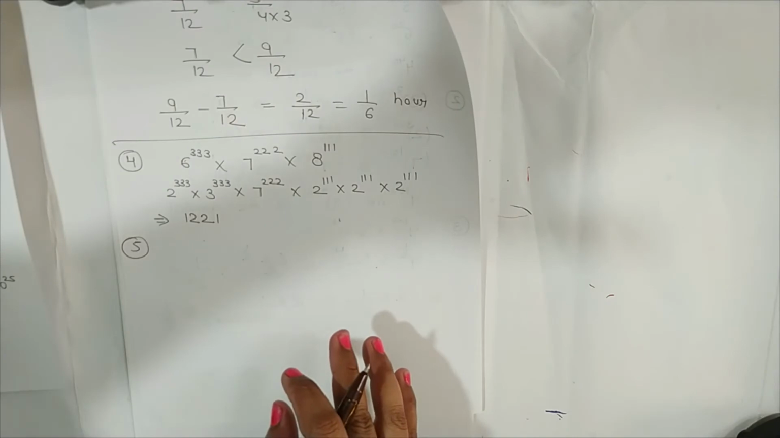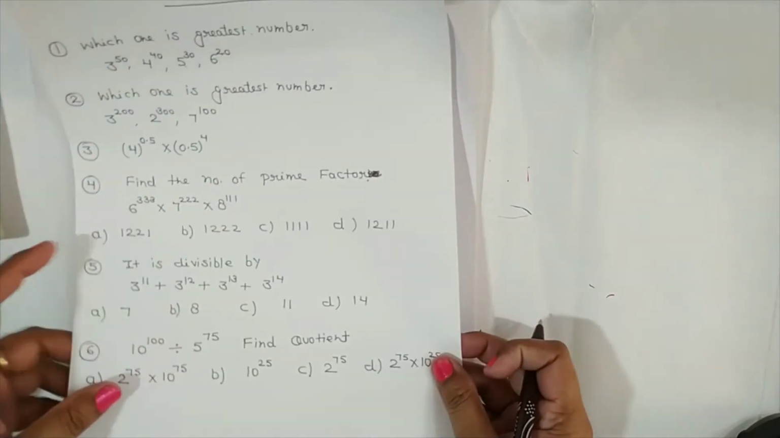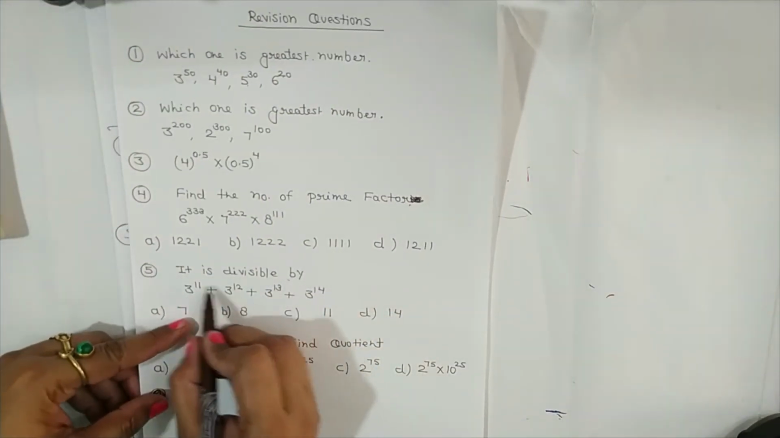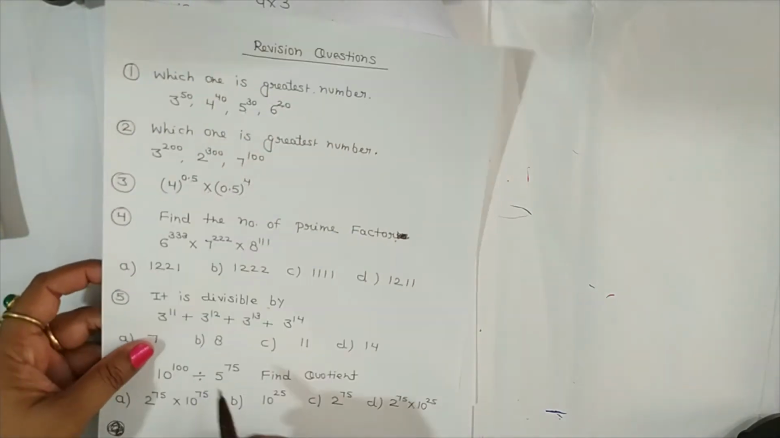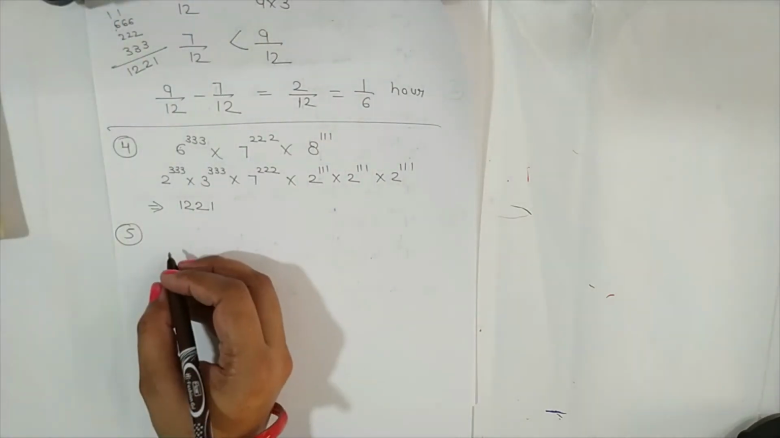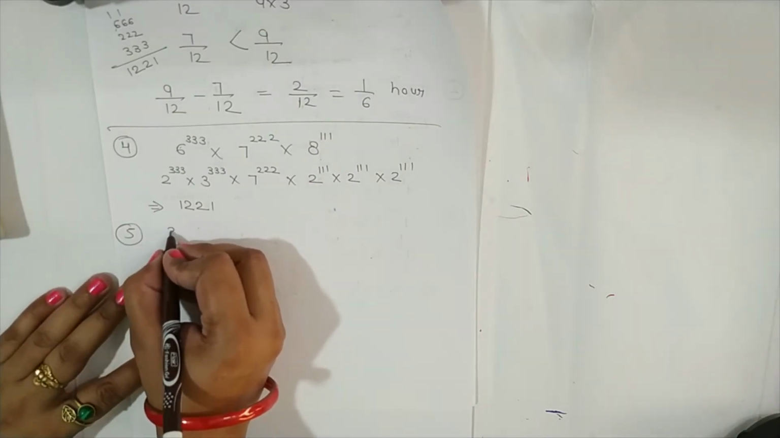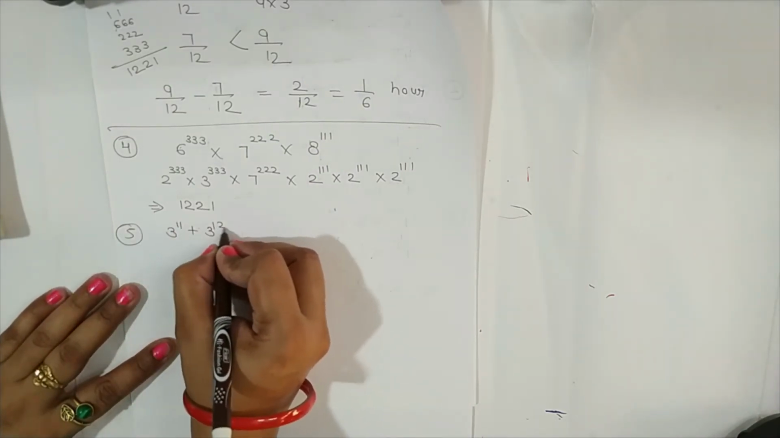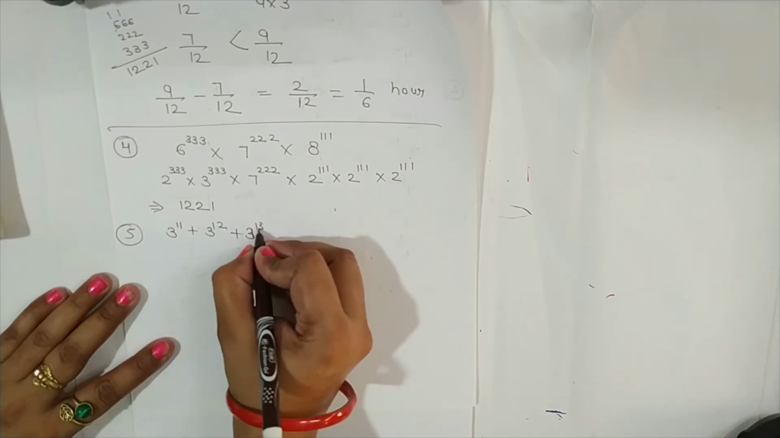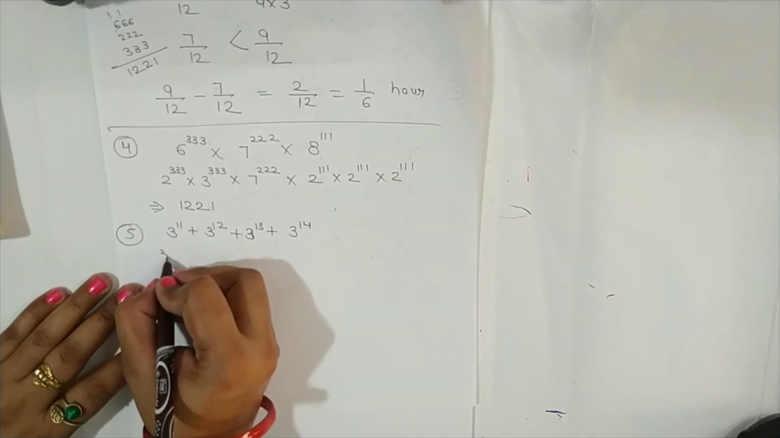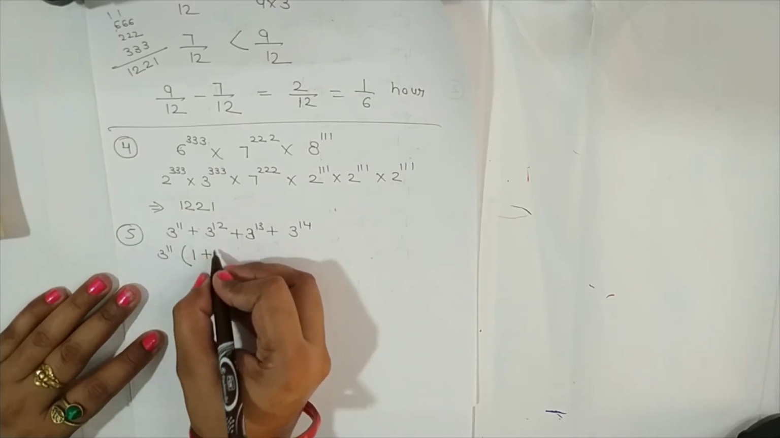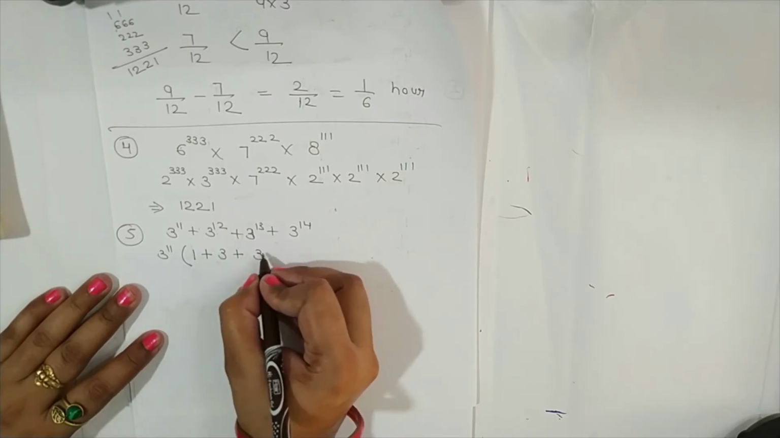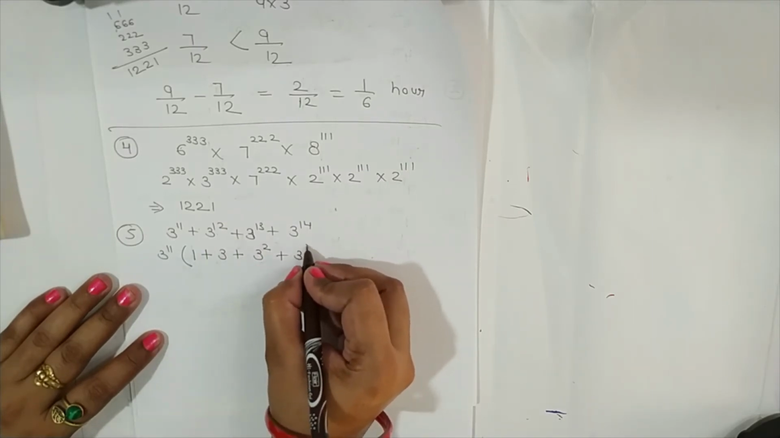Now question number 5: it is divisible by these numbers. So first we have to simplify, then we have to find which number it is divisible by. So it is 3 to the power 11 plus 3 to the power 12 plus 3 to the power 13 plus 3 to the power 14. Now 3 to the power 11 is common, so here the remaining is 1, then 3, then 3 to the power 2, then 3 to the power 3.